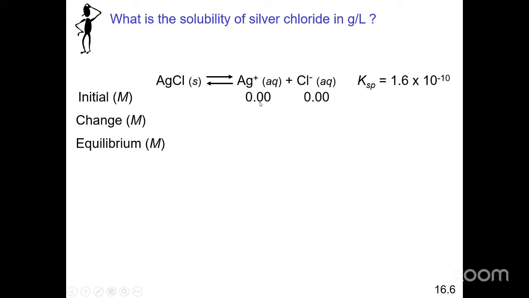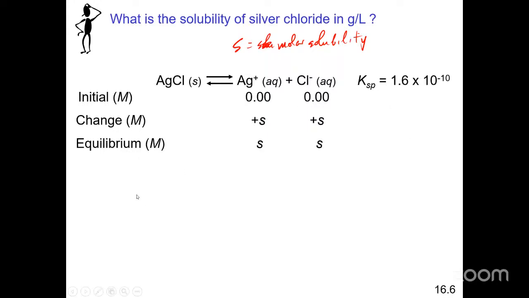Initially, you would have no silver ions and no chloride ions present. If S is the solubility of silver chloride, that means the change for the silver ion would be plus S, and for the chloride ion would be plus S. Let me put a little note here to say that S is equal to the molar solubility, to be more specific. If S is the molar solubility, then the change in concentrations for silver and chloride ions will be S and S because of the 1-to-1 ratio between them. So by the time you get to equilibrium, the concentrations of the silver and the chloride ions will be S and S.